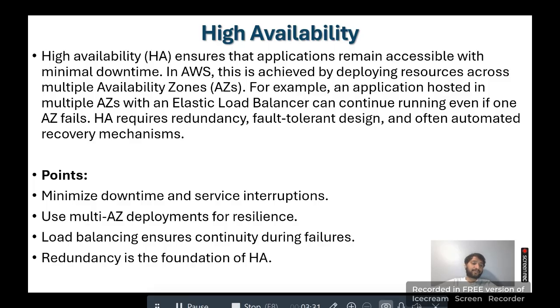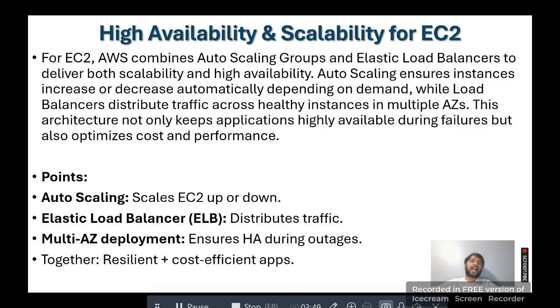Points: minimize downtime and service interruptions. Use a multi-AZ deployment for resilience. Load balancing ensures continuity during failure. Redundancy is a foundation of HA. High availability and scalability for EC2.